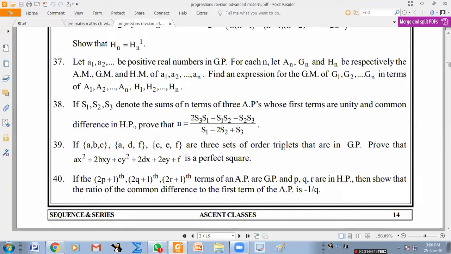Okay, 39. I guess I can just replace B, D, E with corresponding things. A, B, C are in GP means I can write B equal to root AC, maybe plus or minus. And similarly, A, D, F are in GP means D is equal to root AF. And C, E, F are in GP means E is equal to root CF.